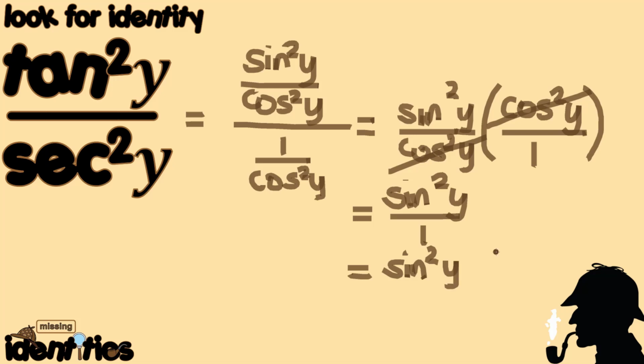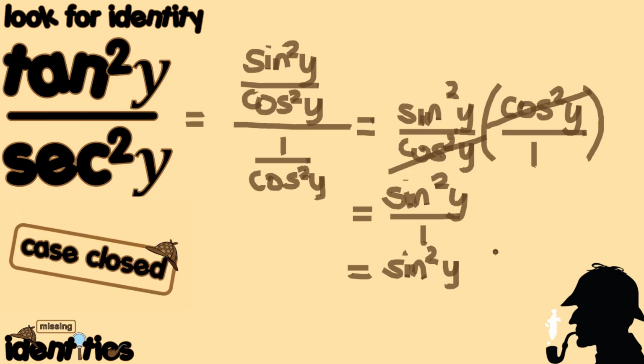This is now the identity that we have found by simplifying the quotient of tangent squared y and secant squared y. It's sine squared y over 1, or simply sine squared y. This case for missing identity is now closed.